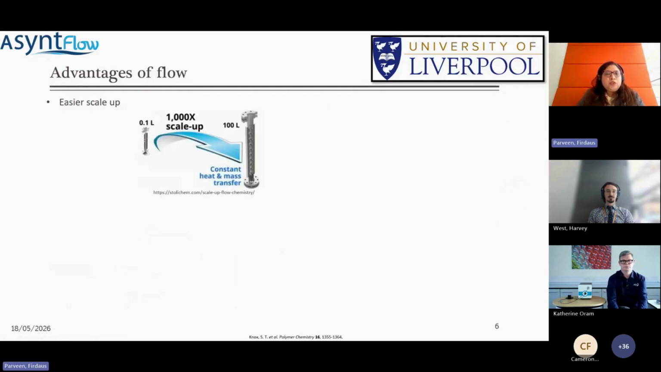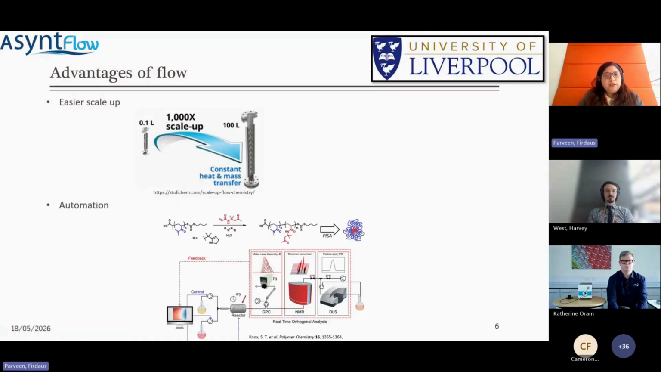Further, flow is easy to scale up. You can increase the dimension of the reactor without changing the reactor characteristics. And they are easy to automate. You can have multiple inline, at-line, and online techniques. My friend Harvey will talk more about inline, at-line, and online techniques in his presentation. And the data obtained from these techniques can be pulled into a single PC, and using different algorithms like Bayesian optimization, NOPFET, you can self-optimize your full setup. That can increase the safety and sustainability of your processes.